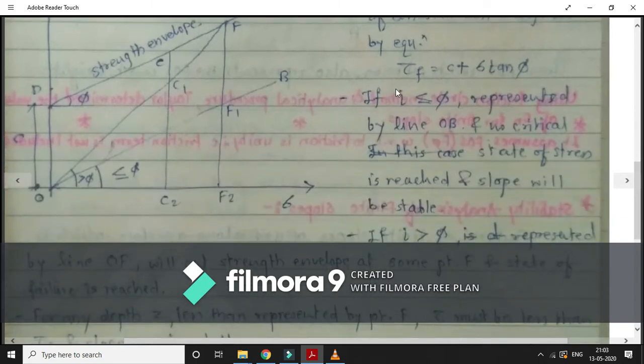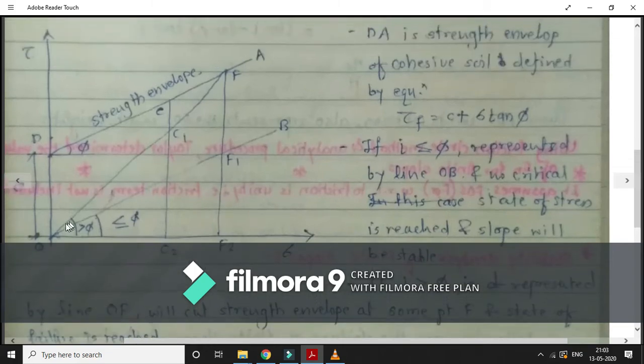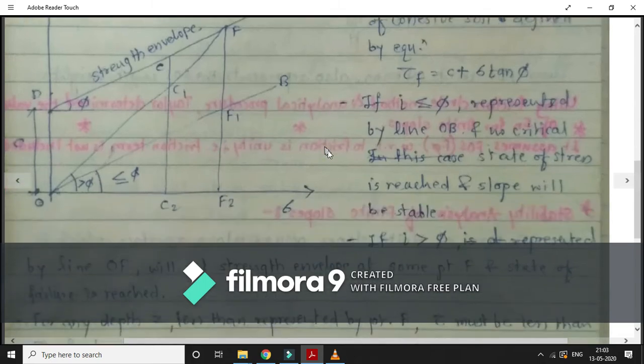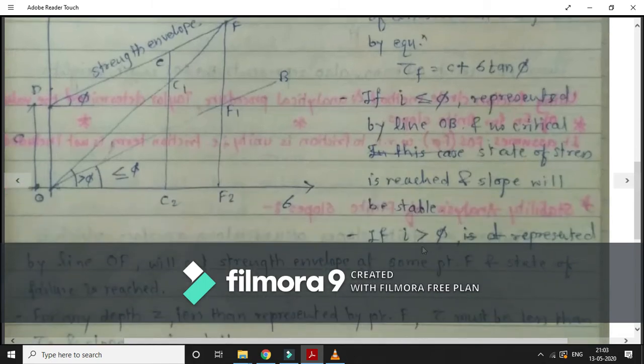So see here, if i is less than phi, represented by line OB like here, no critical state of stress is reached and the slope will be stable. So i is less than or equal to phi, my slope will be stable, as already said. If i is greater than phi, represented by the line OF, it will cut the strength envelope at some point F and a state of failure is reached.